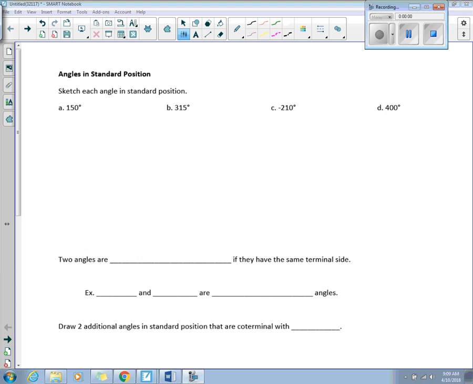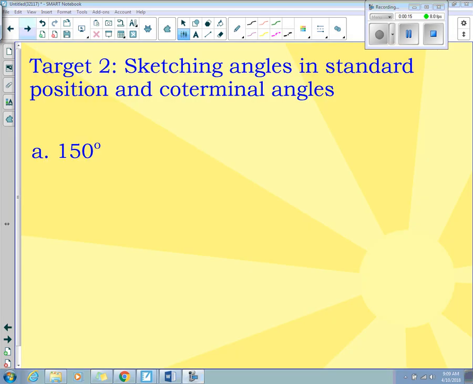Hey there, this video is going to be about target 2, which is angles in standard position and also coterminal angles. You should be looking at this paper in front of you and be ready to fill this out. I made mine a little larger for the smartboard.